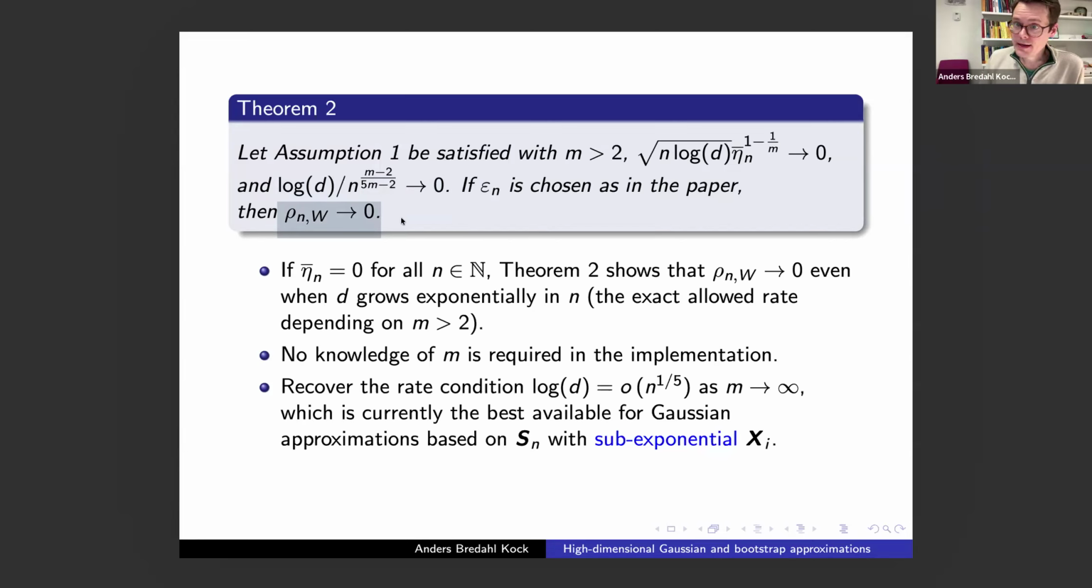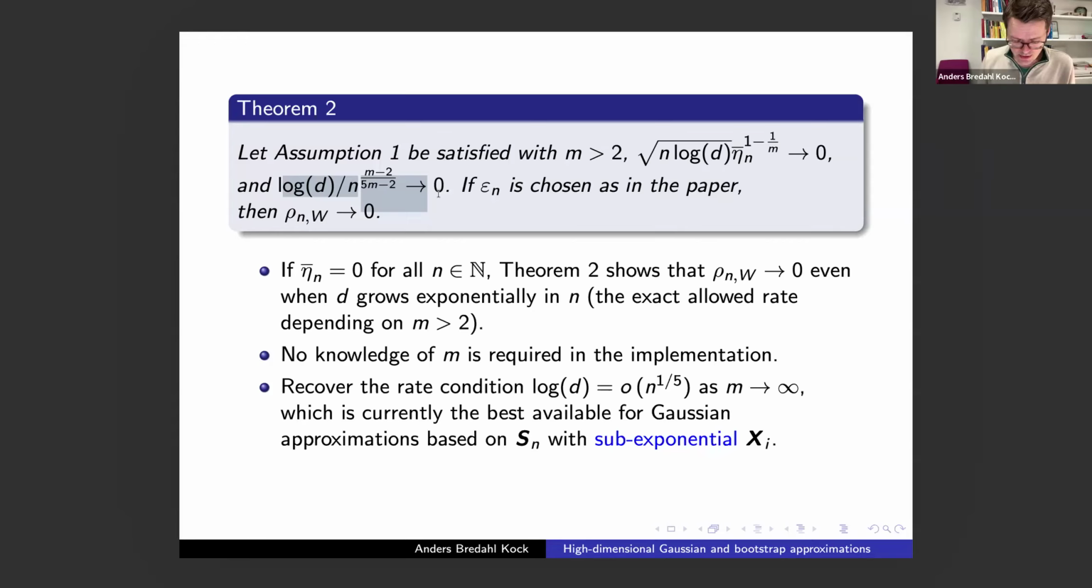So this holds for any m strictly greater than 2. So consider the case where there's no contamination, for example. Then this condition is trivially satisfied if eta is equal to 0. But then all we have to see here is that the dimension can grow at an exponential rate in n, even if I only have a little bit more than 2 moments.